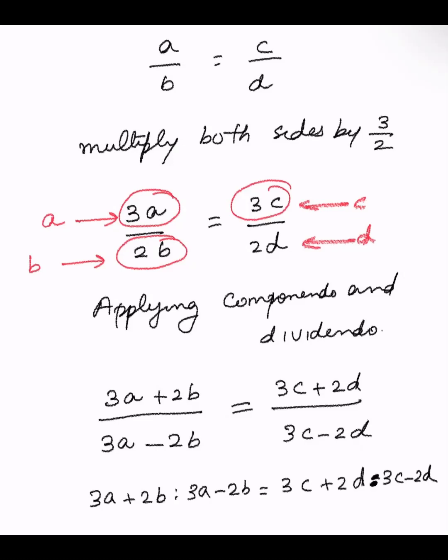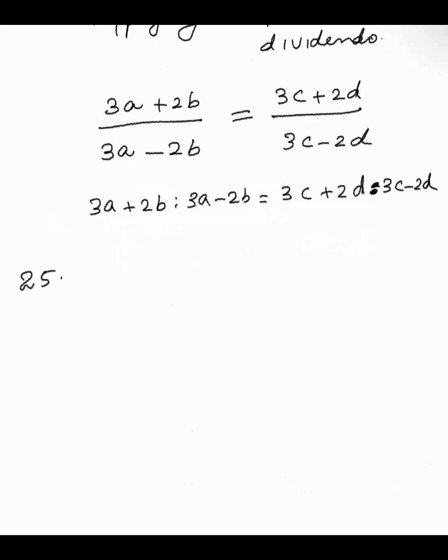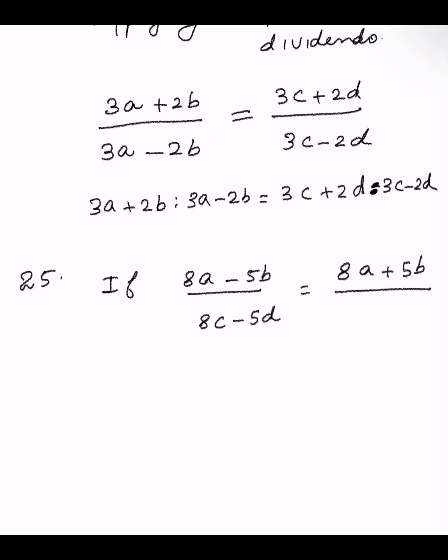So what is the given information? From the given information, you have to start and then you have to prove this. Here, question is, if 8A minus 5B divided by 8C minus 5D is equal to 8A plus 5B divided by 8C plus 5D, prove that A by B equal to C by D.